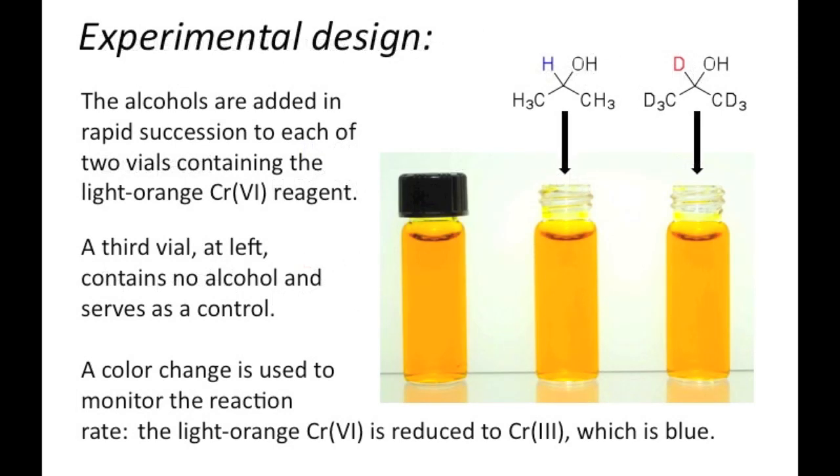Experimental design. The alcohols are added in rapid succession to each of the 2 vials containing the light orange chromium-6 reagent. A third vial, at left, contains no alcohol and serves as a control. A color change is used to monitor the reaction rate. The light orange chromium-6 is reduced to chromium-3, which is blue.